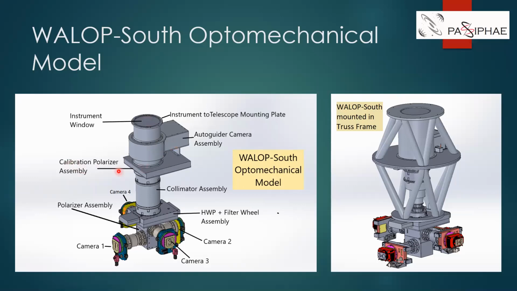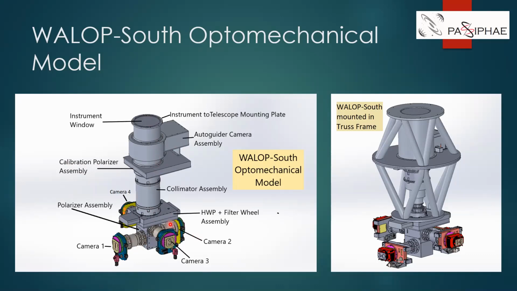Then there is a calibration polarizer assembly, which I will talk about in a later slide, why we need that. And then the main instrument begins, starting with the collimator assembly. Then it passes through the filter wheel and the half-wave plate systems. And then there's a polarizer assembly, which is the main beam splitter and polarization analyzer system of the instrument. And then from that come out 4 cameras in 4 directions.